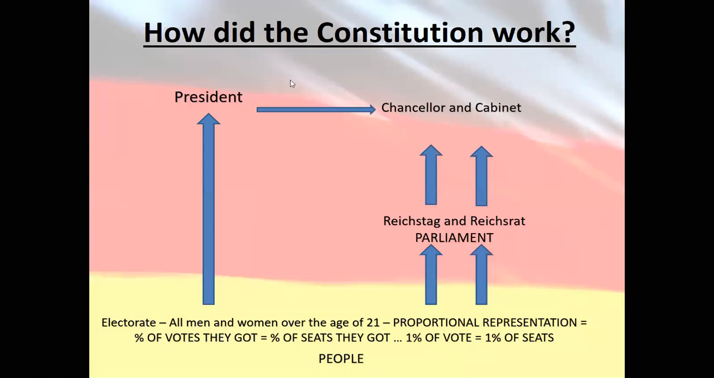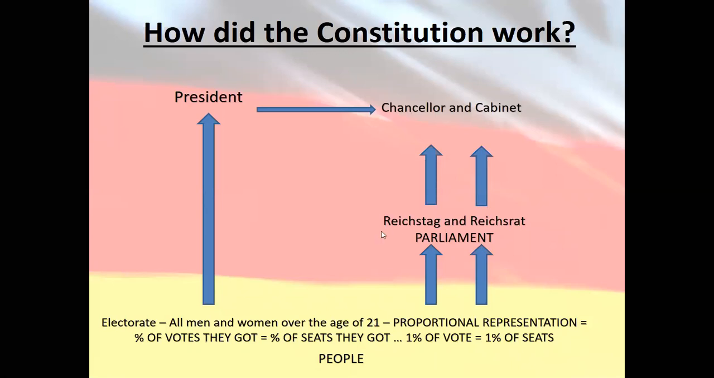And what you need to do now is fill in facts around each one. So this is how it works. President, you need to add facts around that. The president will appoint the chancellor, and the chancellor will appoint their cabinet. The chancellor usually comes from the party that gets the most votes in the Reichstag. Okay? And underneath all of this, you had the electorate, which were all men and women over the age of 21 who voted under proportional representation. The percentage of votes equaled the percentage of seats. 1% of the vote equaled 1% of the seats.